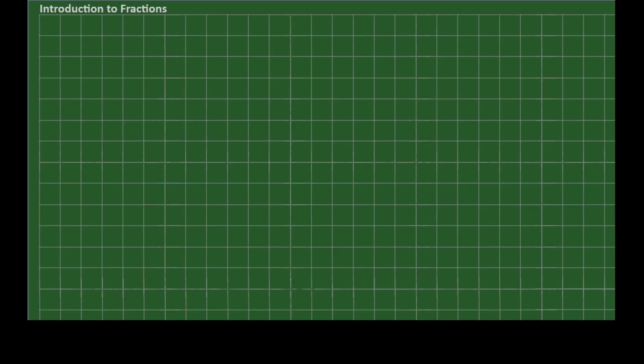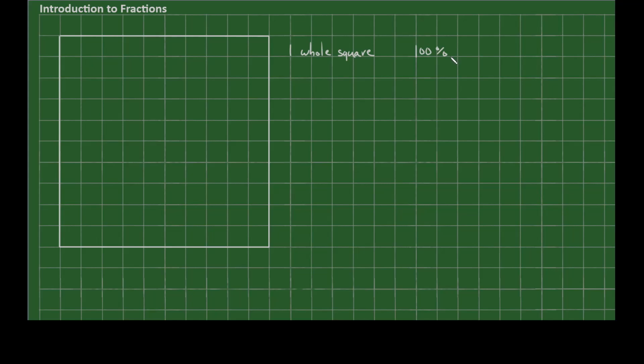To help me do that, I'm going to bring in a square. Why a square and not a circle? Well, I did not want to cut any corners. Right now, this square represents 100% of an area. A fraction is a part of a whole.